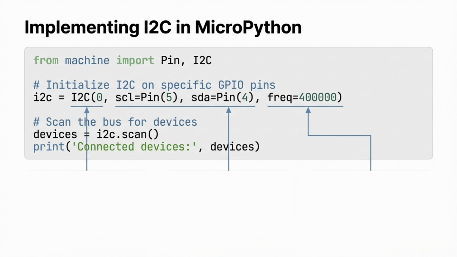Now that we understand the rules of the meetings, let's look at how we actually book the boardroom using MicroPython code. We use the machine library again, but this time we import the I2C and Pin classes. Look at the anatomy of this initialization line: I2C equal to I2C(0), SCL equal to Pin 5, SDA equal to Pin 4, and lastly the frequency is equal to 400,000.